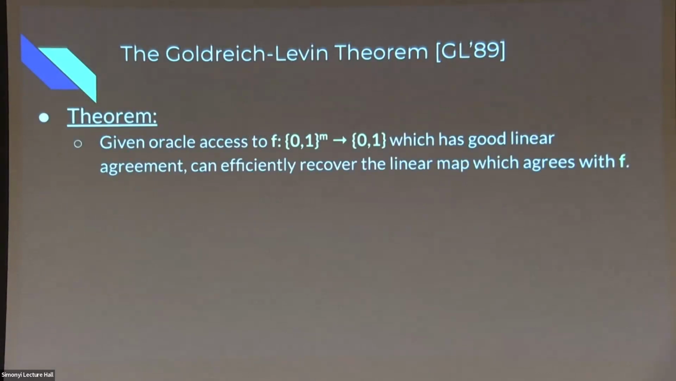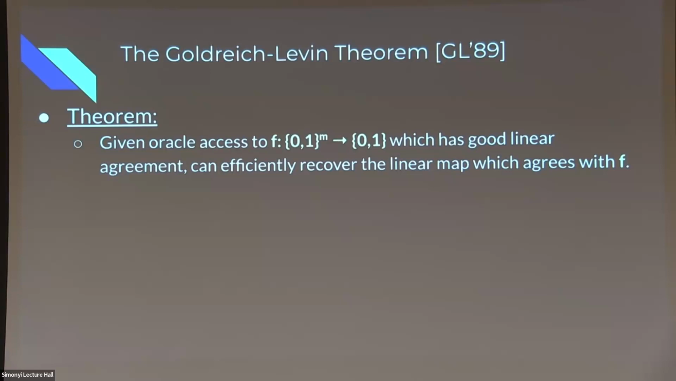Informally, what it says is, it's an algorithmic result. It says that if you have oracle access to some function, where the function has good linear agreement, then you can efficiently recover that linear agreement. You can efficiently recover the linear map which agrees with your function.